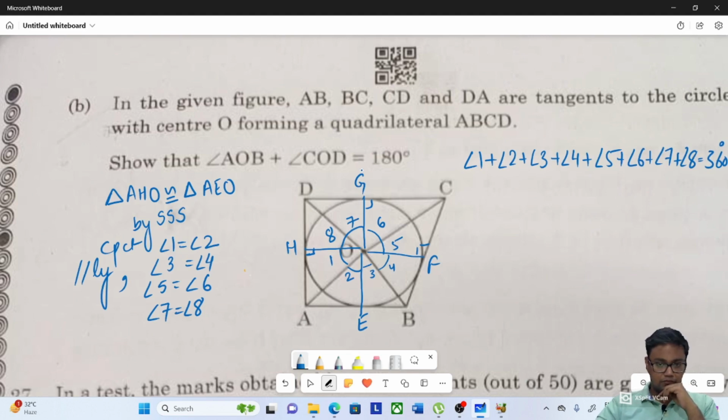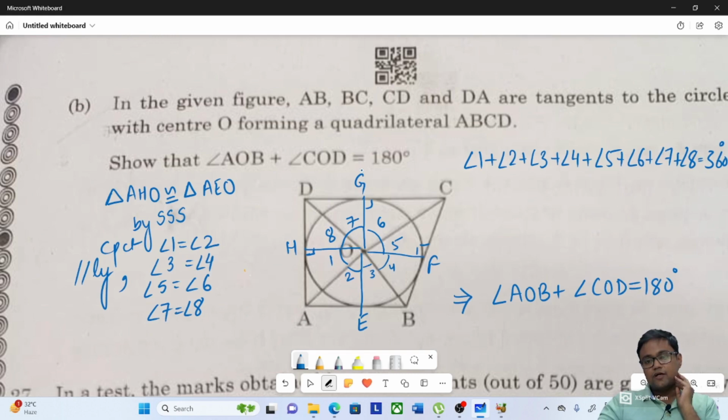But what do we need in the bottom? We have to be very precise and accurate. Somewhere down the line I want this to happen, only then I will get the marks, right. This is the intention. So, I need to get AOB. AOB means 2 and 3 and COD means 6 and 7, right. So, I do not want 4, 5, 1 and 8 in my picture.